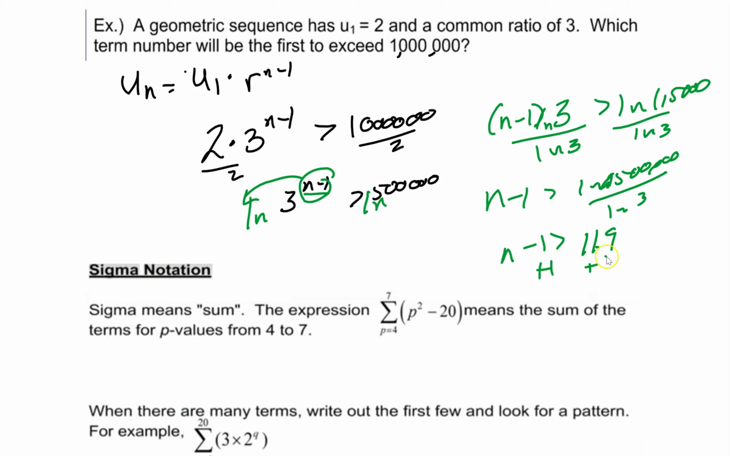Add 1 to both sides. N is greater than 12.9. Now again, you gotta be greater than 12.9, so that means n is gonna be 13, the first term to exceed it, right? Geometric sequence, arithmetic sequence, we go by numbers. So it can't be a decimal. So 13 is the first term to exceed a million.